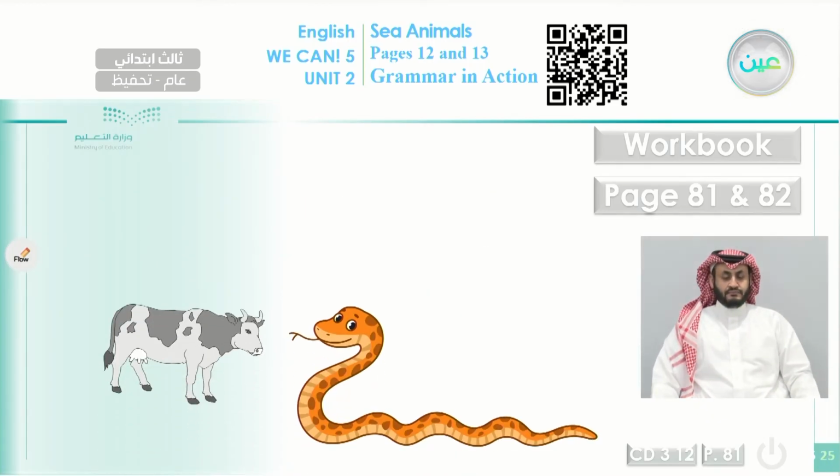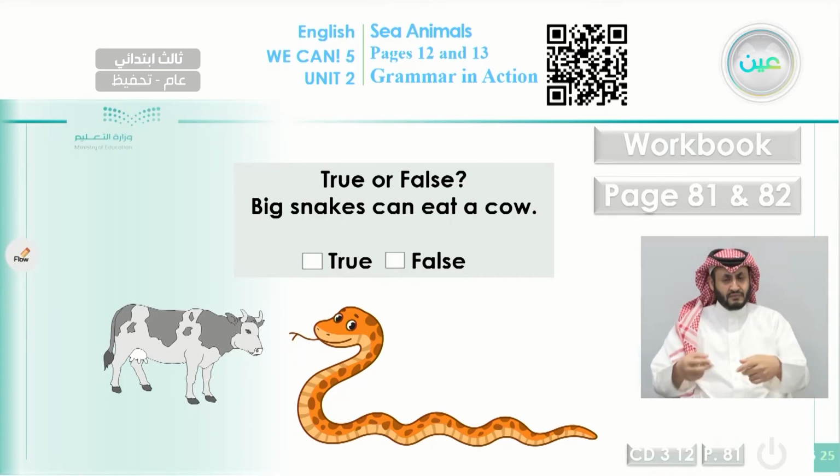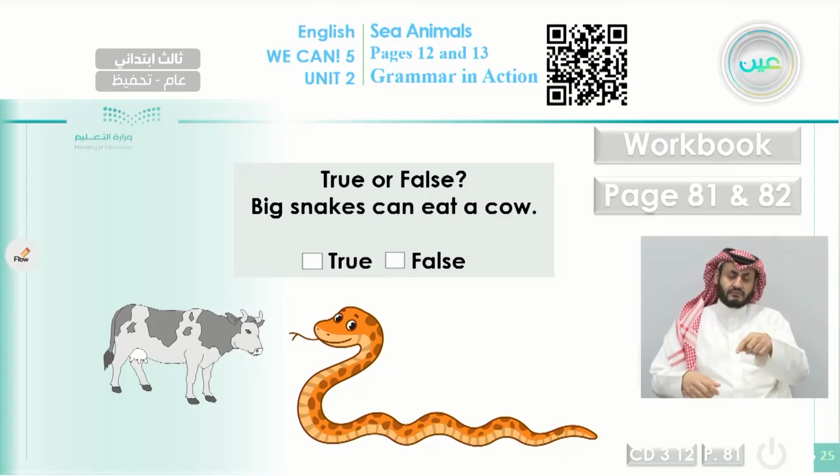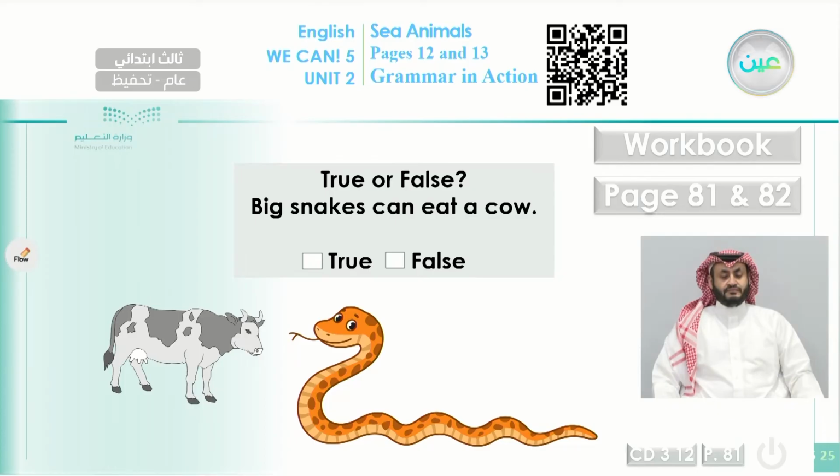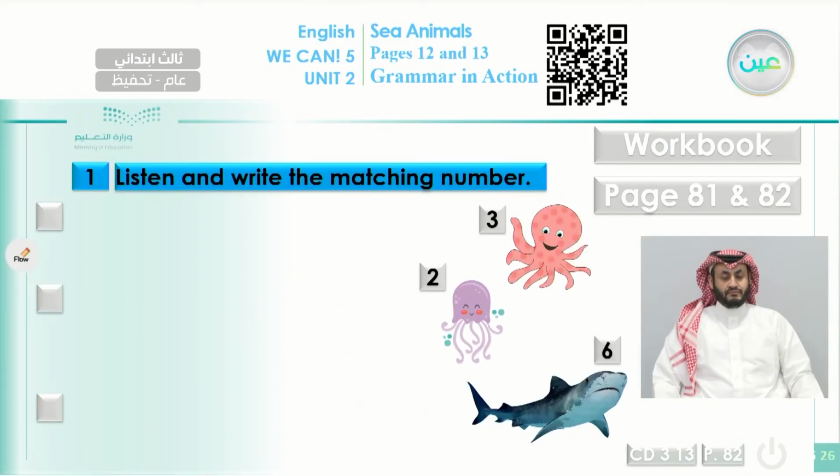Okay, here there is a question. It says, is it true or false? Big snakes can eat a cow. Imagine if there is a big snake, can it eat a cow? You know how big the cow is? If you think that is a true statement, you take true. If not, you take false. How can you find out? You know how to search for information, and you need to look if this is a true statement or not. Okay, now we go to exercise number 1, also on page 82.